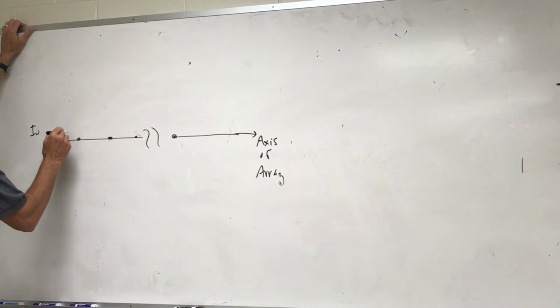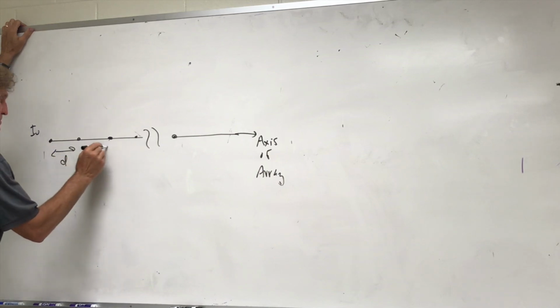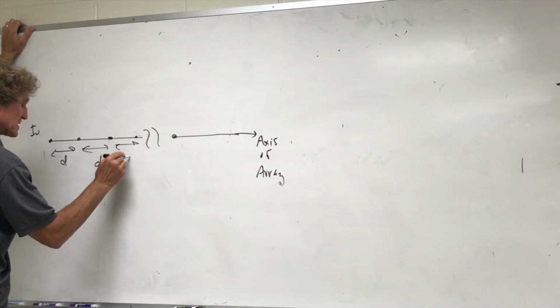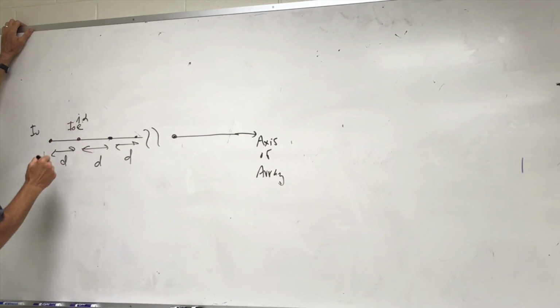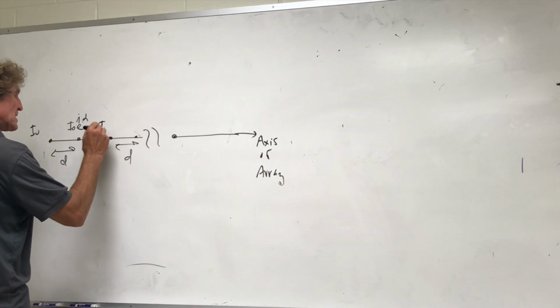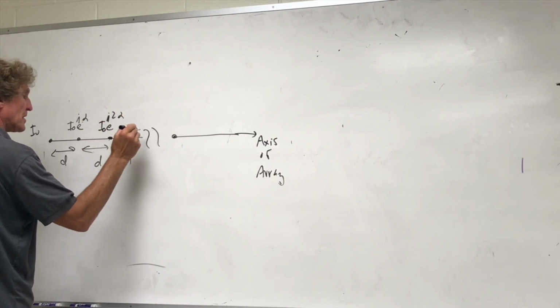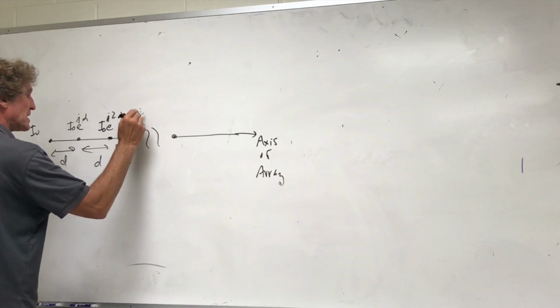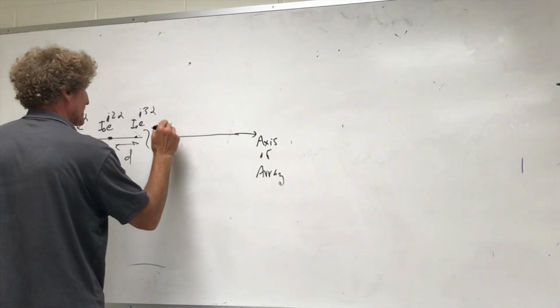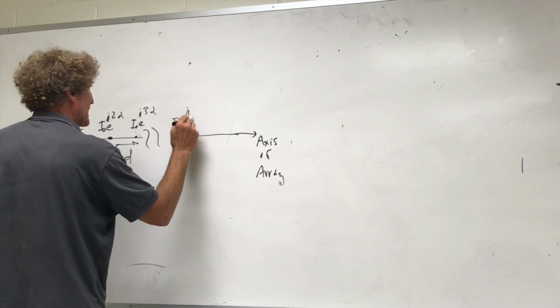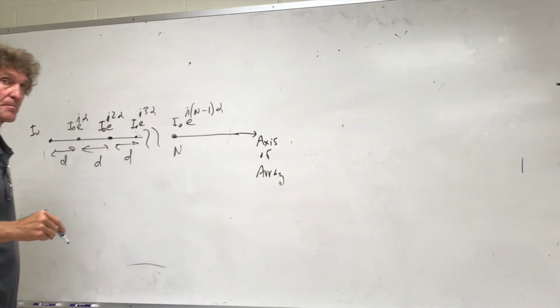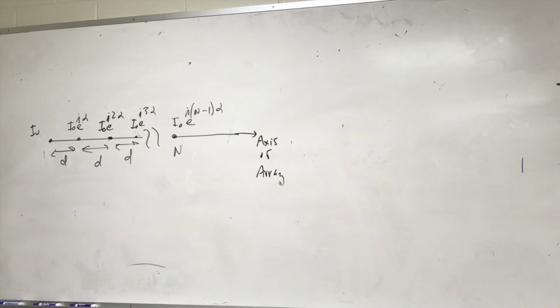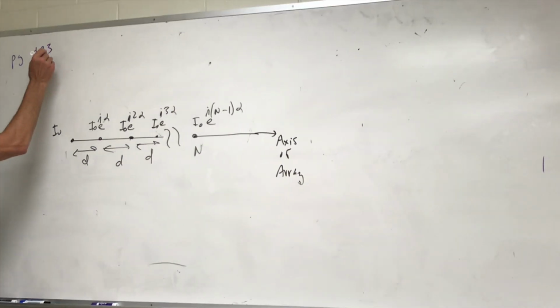And then we're going to have a separation distance d. The separation distance will be the same on all of these. This is going to have a current I naught. This is a current I naught e to the j alpha. This is going to be I naught e to the j 2 alpha. I naught e to the j 3 alpha. And you can see that this is really going to be I naught e to the j (n minus 1) alpha, where this is the nth element. I'm just showing you a whole bunch of currents stacked like this. It's in this book, page 473, equation 8.99.